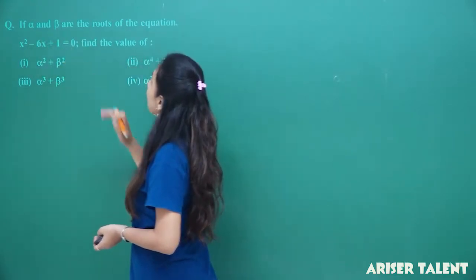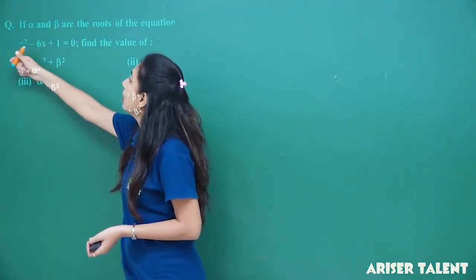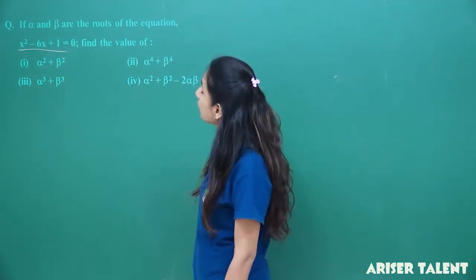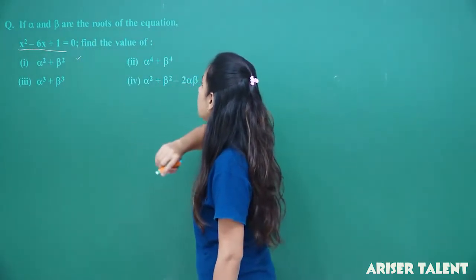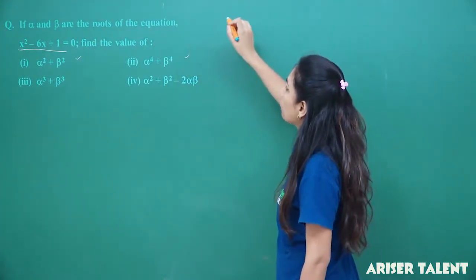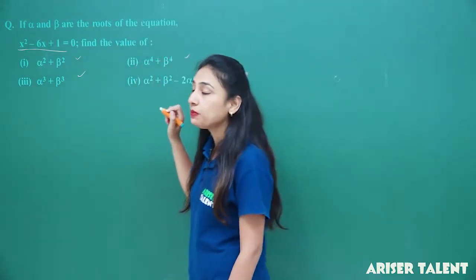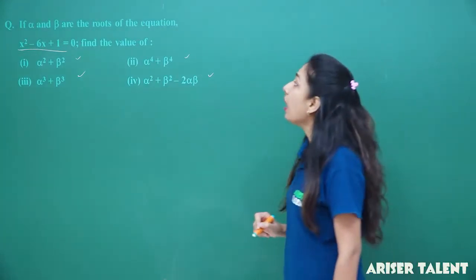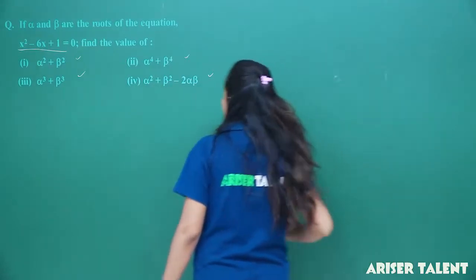Now, alpha and beta are roots of the equation x square minus 6x plus 1 equals 0. We have to find out the value of alpha square plus beta square, alpha to the power 4 plus beta to the power 4, alpha cube plus beta cube, and alpha square plus beta square minus 2 alpha beta. Now students, it's time to revise something.